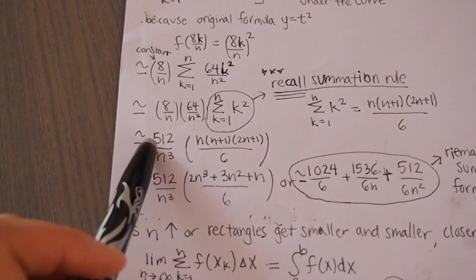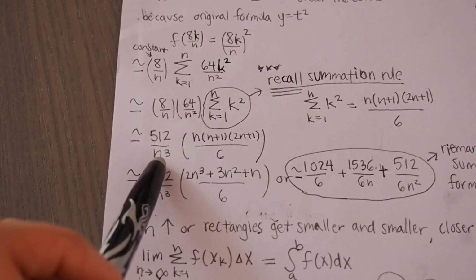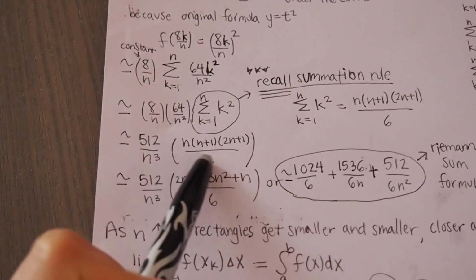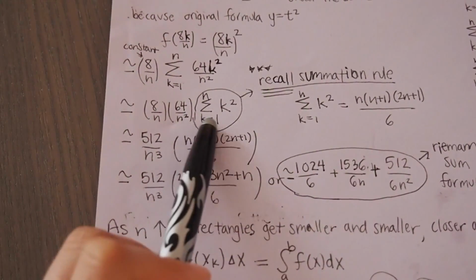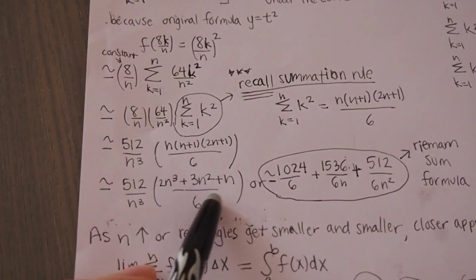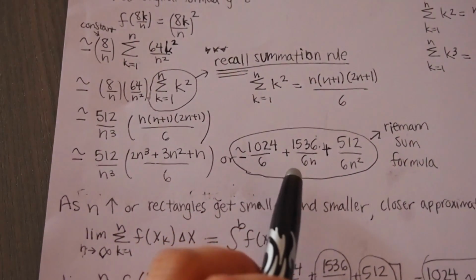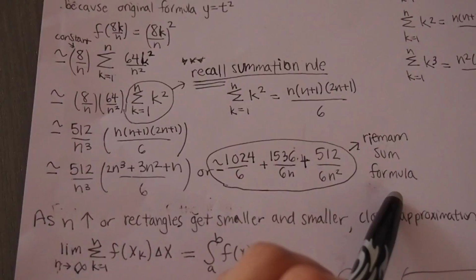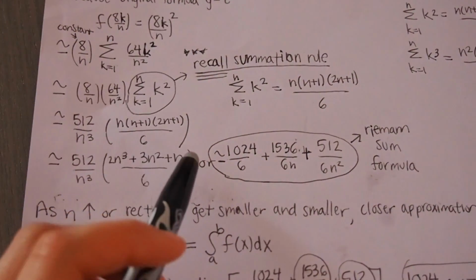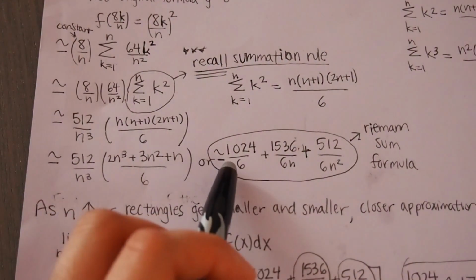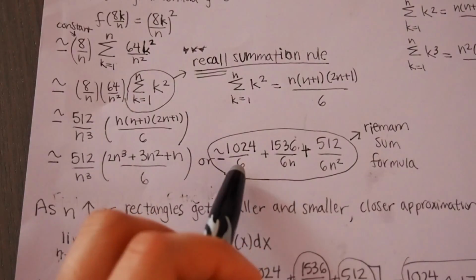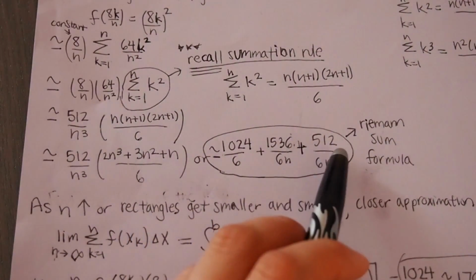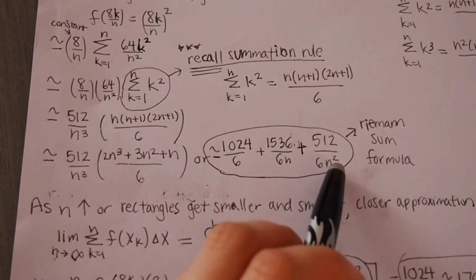we get that it's going to equal 512 over n to the third power times this summation of the k squared value. And after simplifying, we're going to get that the Riemann sum formula in terms of n, using the summation notation, is equal to 1024 over 6 plus 1536 over 6n plus 512 over 6n squared.